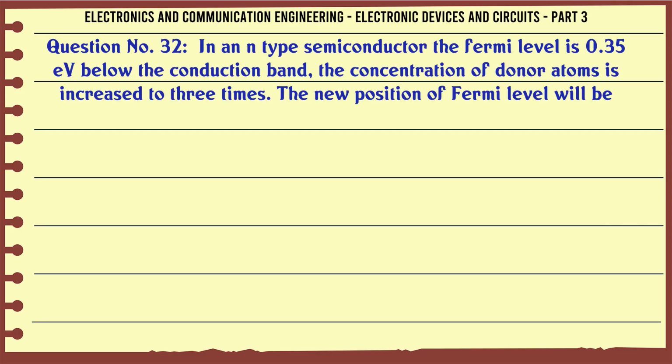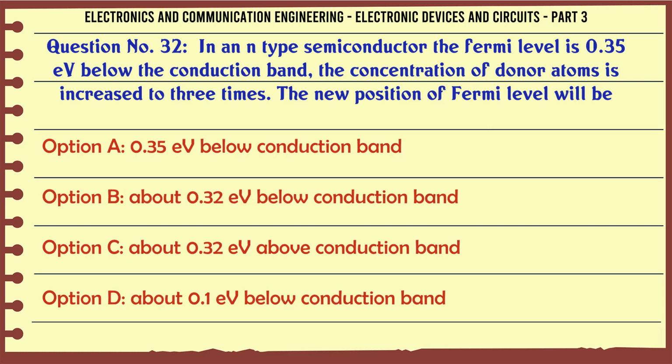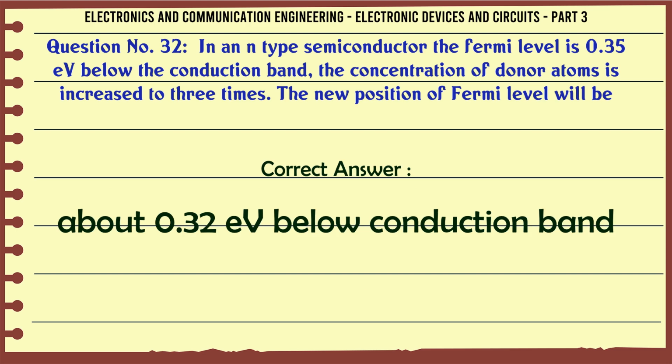In an N-type semiconductor, the Fermi level is 0.35 eV below the conduction band. The concentration of donor atoms is increased to 3 times. The new position of Fermi level will be: A 0.35 eV below conduction band, B about 0.32 eV below conduction band, C about 0.32 eV above conduction band, D about 0.1 eV below conduction band. The correct answer is about 0.32 eV below conduction band.